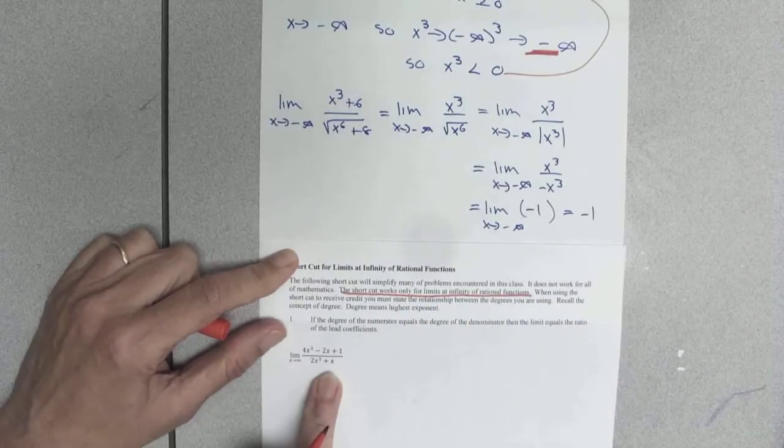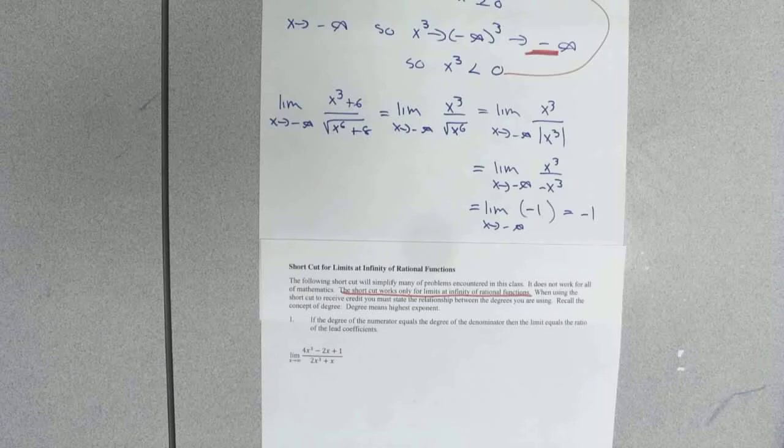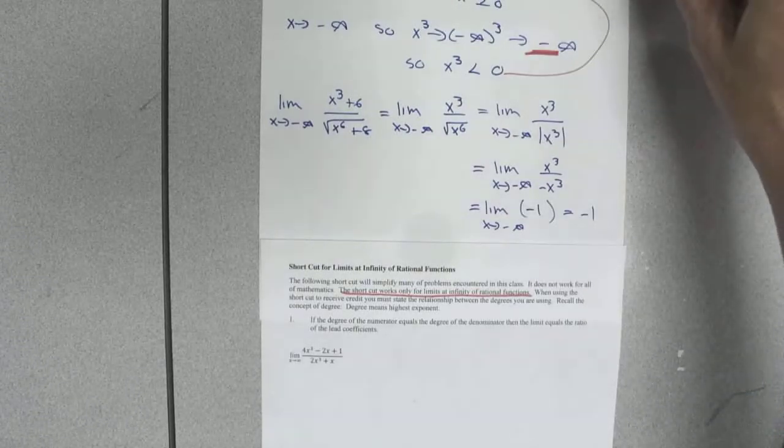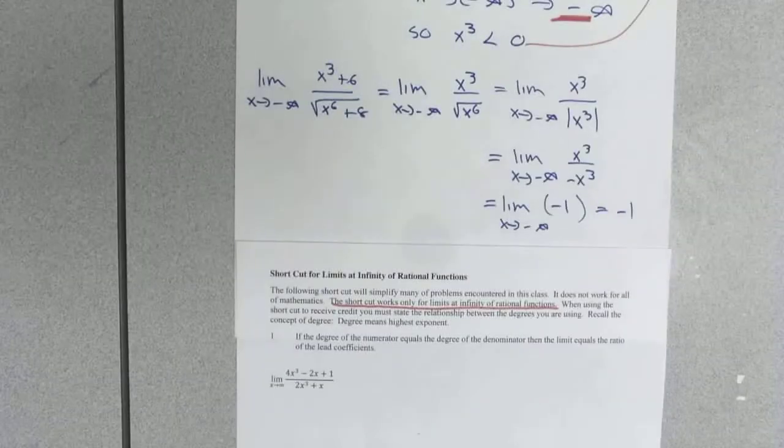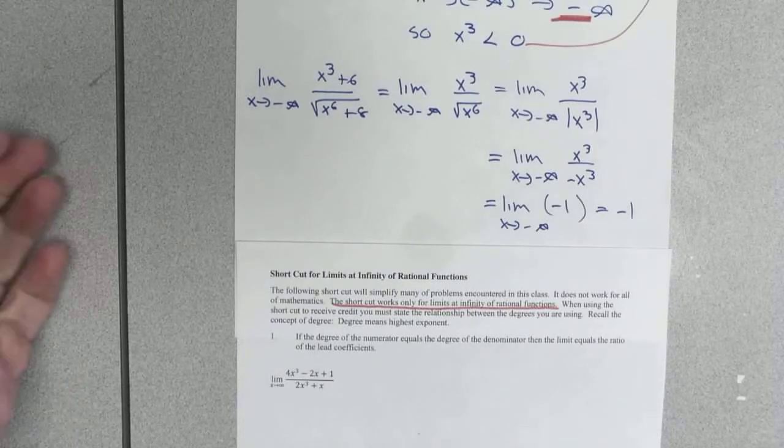Rational functions, like we see there, are fractions where the numerator and denominator are both polynomials. When you have a limit at infinity of a rational function, you've got these shortcuts, and you can use the shortcut. Now, when using the shortcut to receive credit, you must state the relationship between the degrees you're using. Recall, the concept of degree means highest exponent.